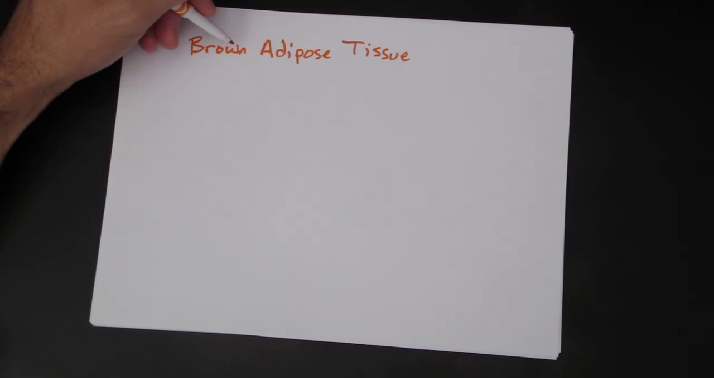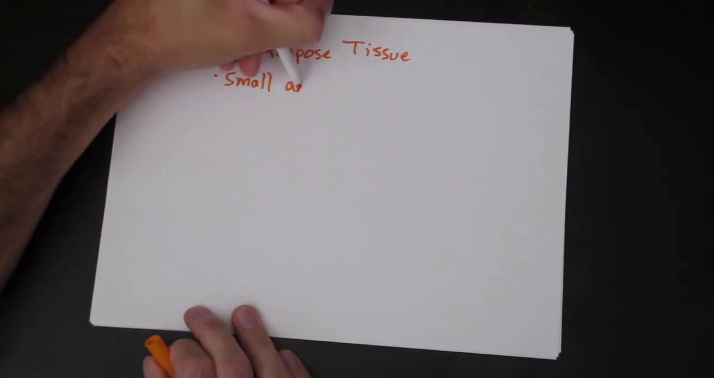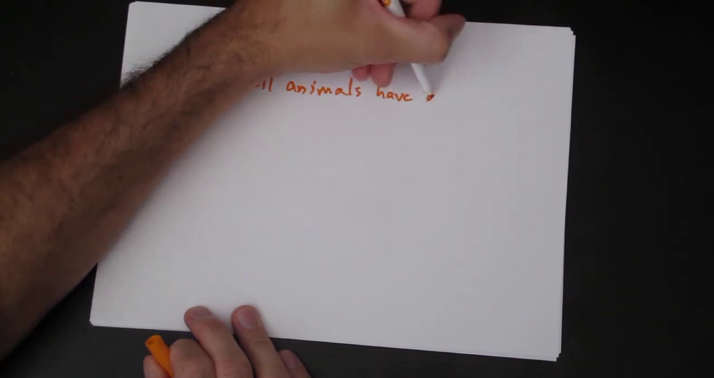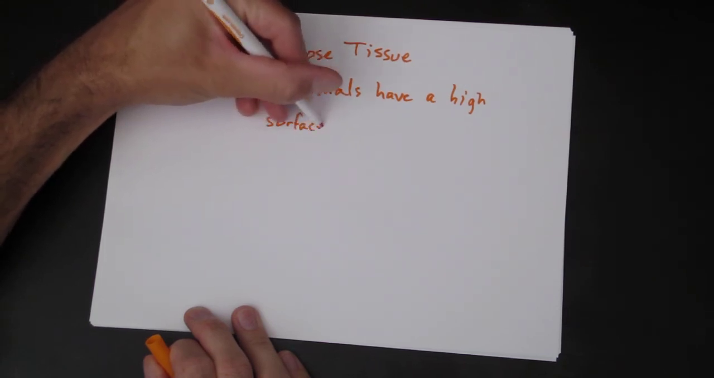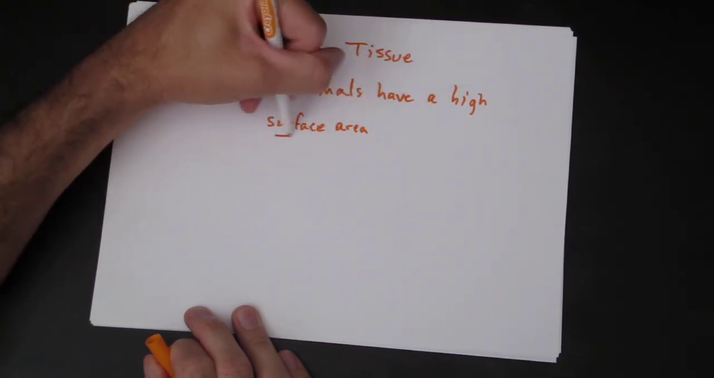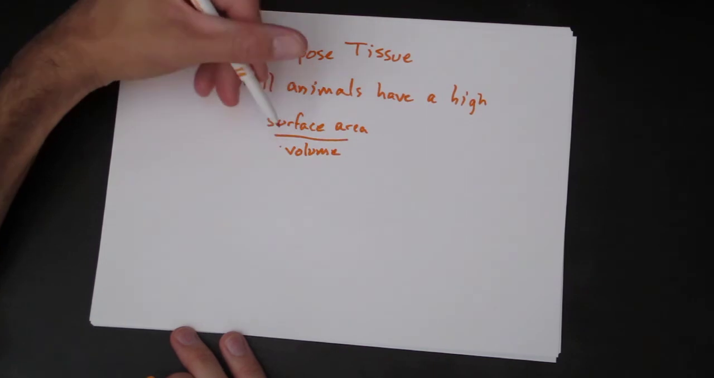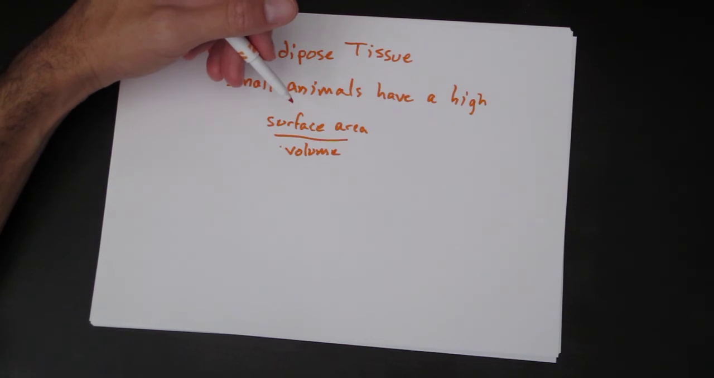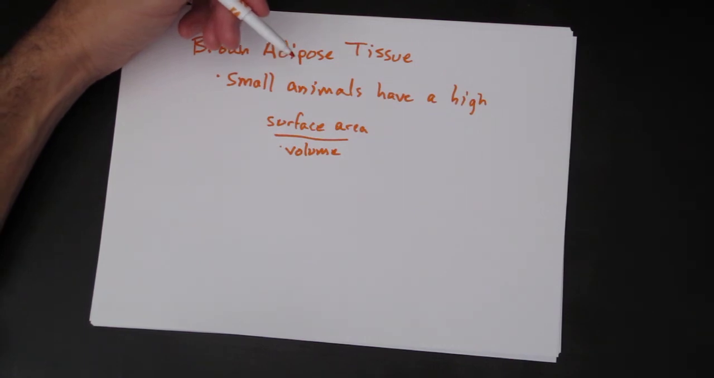And these small animals face a challenge that you and I don't normally face, right? Small animals have a high surface area to volume ratio. Okay? What this high surface area to volume ratio does is it increases the rate at which they lose heat to the environment. To put it another way, small animals have a harder time staying warm than large animals do.